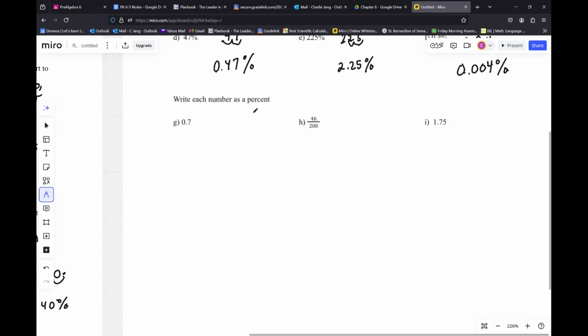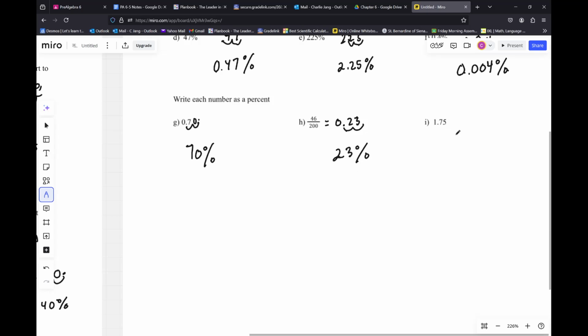Lastly, we're going to look at these last ones. Write each number as a percent. This one's pretty easy. Remember, if you're going from a decimal to a percent, you're going to move the decimal point to the right, 2 spaces. Okay, so 1, 2, and you can see that we're going to have to add another 0 there because we have an empty space. So this is going to be 70%, right? 46 over 200, I'm going to divide this, and 46 divided by 200 is equal to 0.23. And so if I move this 2 decimal places to the right, I get 23%.